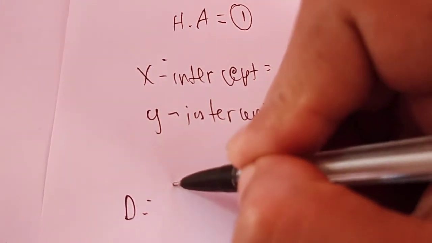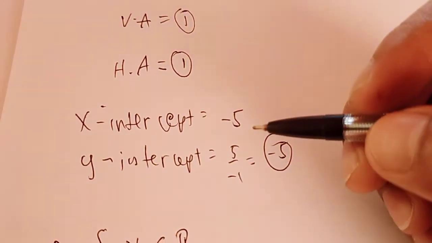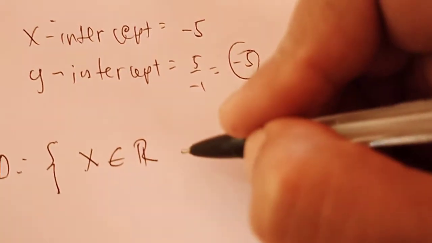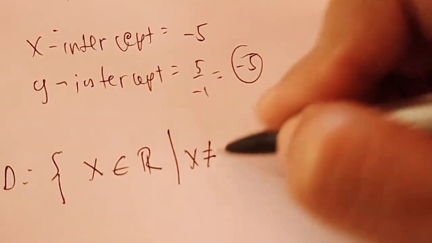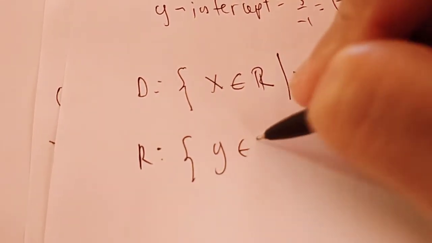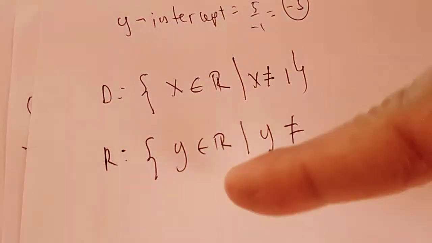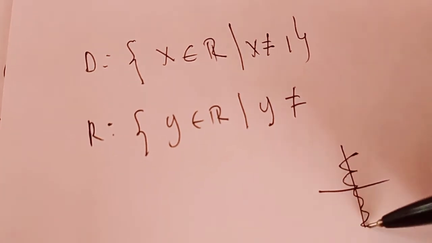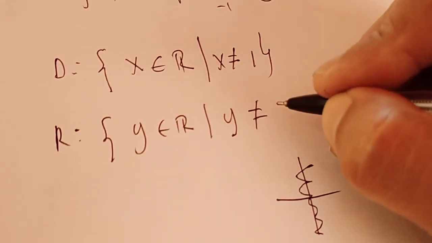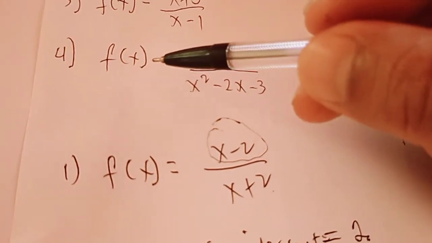For the domain, x is an element of any real number, except the vertical asymptote, positive 1, such that x is not equal to positive 1. For the range, y is an element of any real number such that y is not equal to the horizontal asymptote, positive 1. Okay, got it. Answer this number 4.